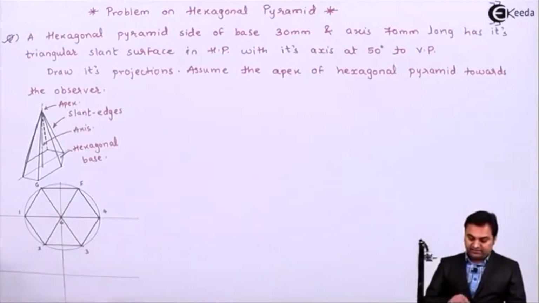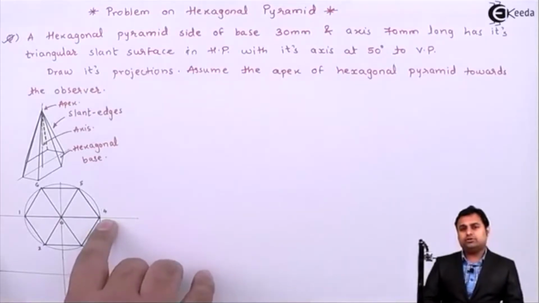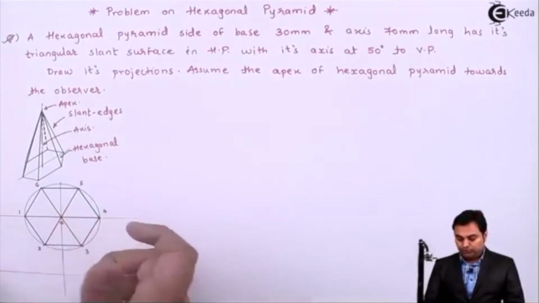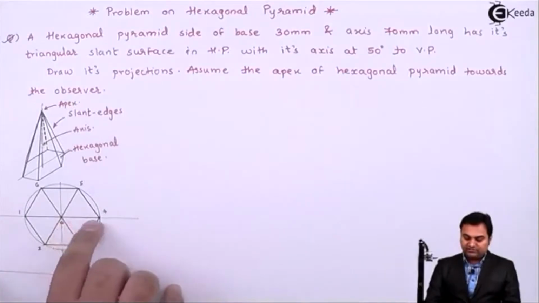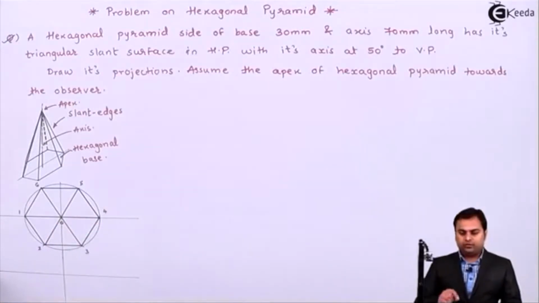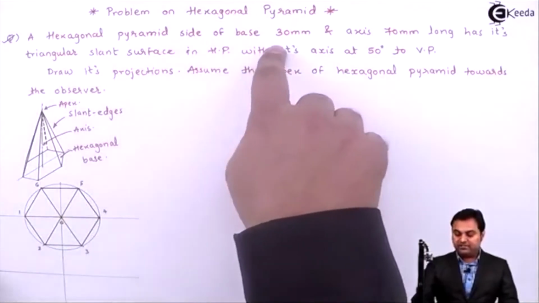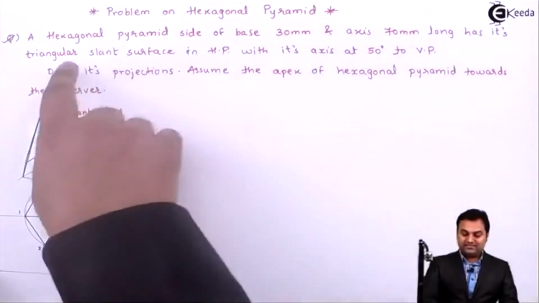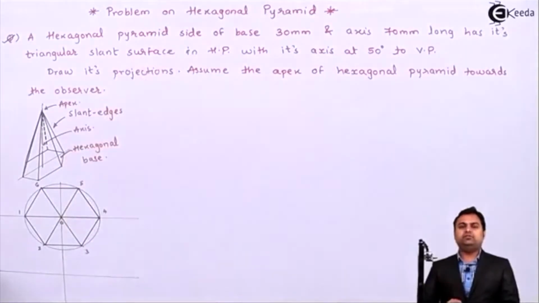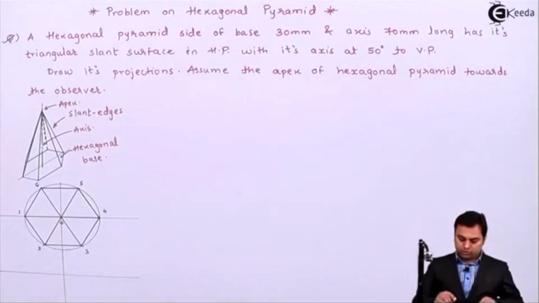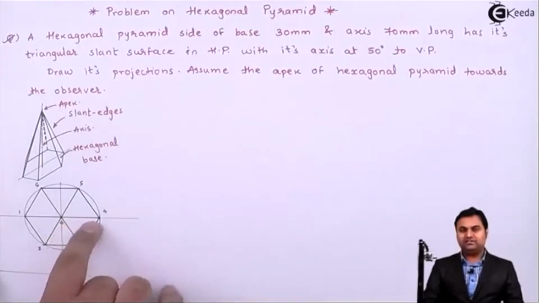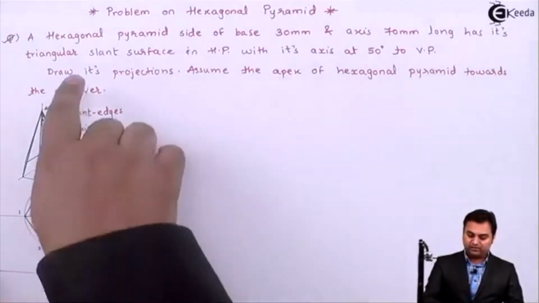Then here, if I see, this hexagonal pyramid is resting on its corner, which is 4. So if I tilt it, in that case this pyramid will be resting on this slant edge O4. But in the question it is mentioned that the hexagonal pyramid has its triangular slant surface, that is, the triangular face, in HP. It means when I am drawing this condition and tilting this pyramid, it will lie on the slant edge. It is not lying on the slant surface.